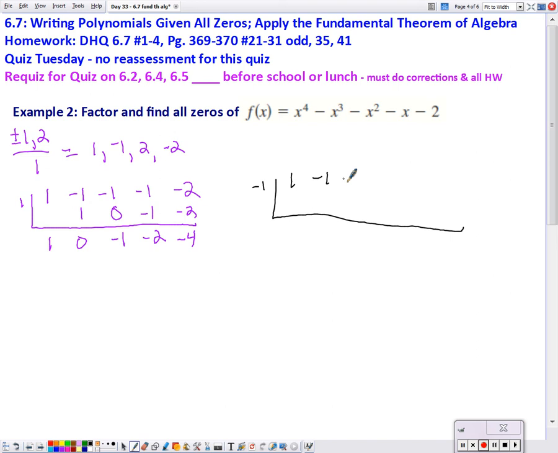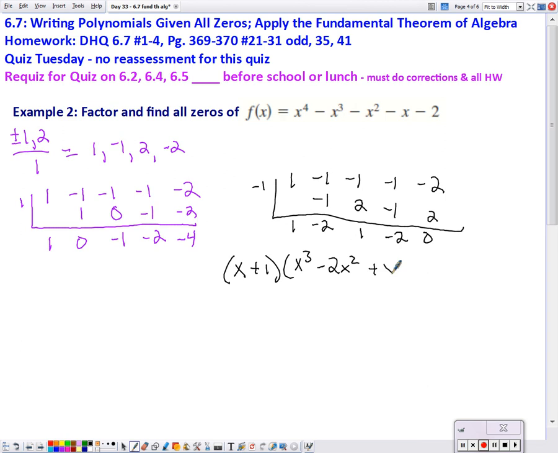Let's try -1. We've got 1, -1, -2, 2, 1, -1, -2, 2, 0. Woo, -1 works. And I can already see when I'm looking at these coefficients that they are going to group. And my first factor will be x plus 1. And my second factor will be x to the third minus 2x squared plus x minus 2.